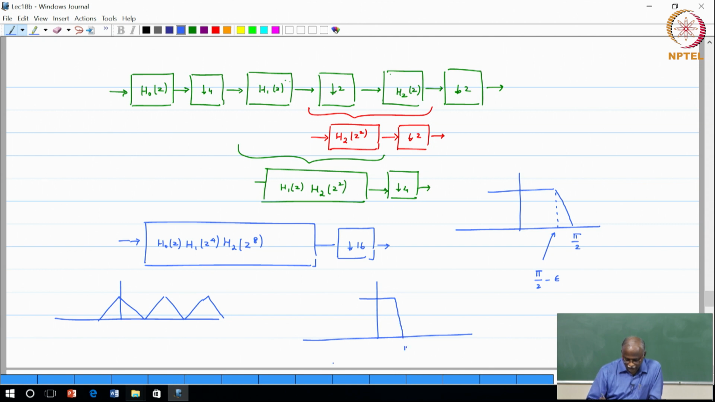Pi by 16, and the transition band, this will be pi by 16 minus epsilon by 8. Did you have to do anything for it? Came free, right? All you did was move the decimators around and you say that, oh wow, okay. Now, but what is the price that you pay? It came along with spectral images. Now, how do you kill the spectral images? That is what the other filters are there for.